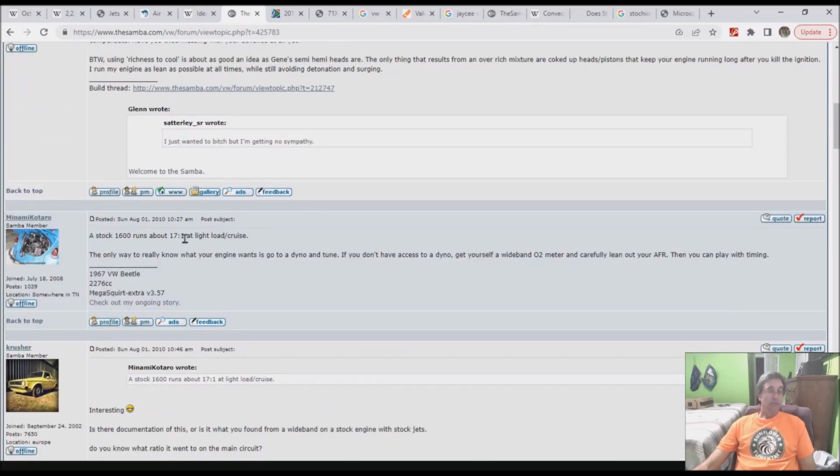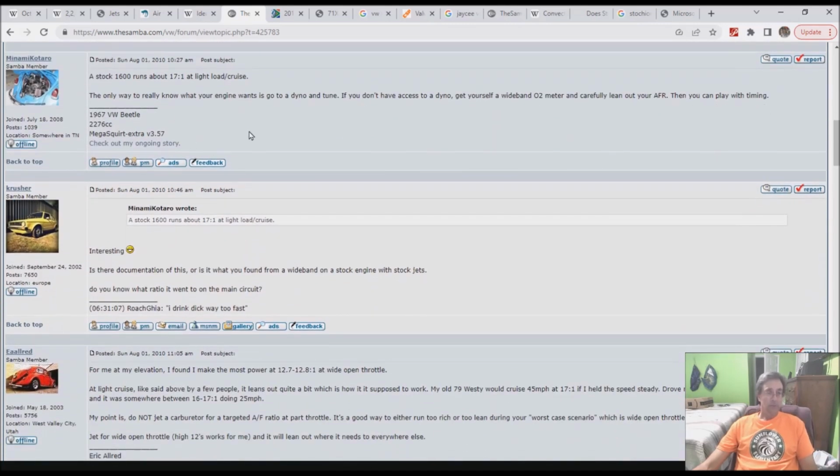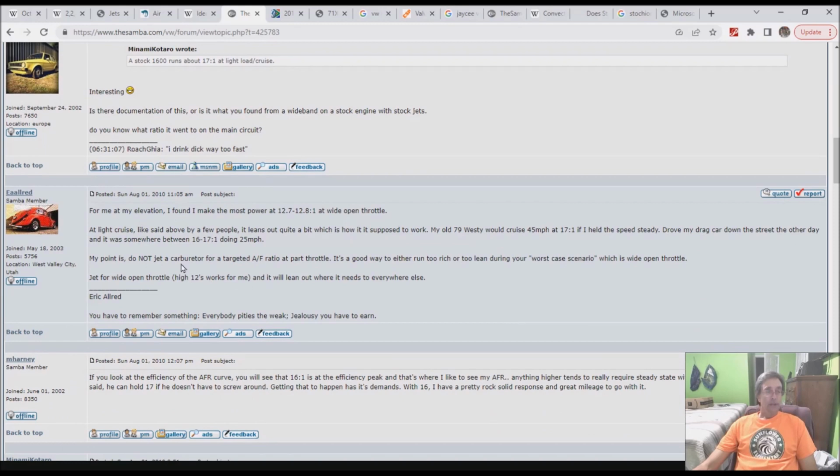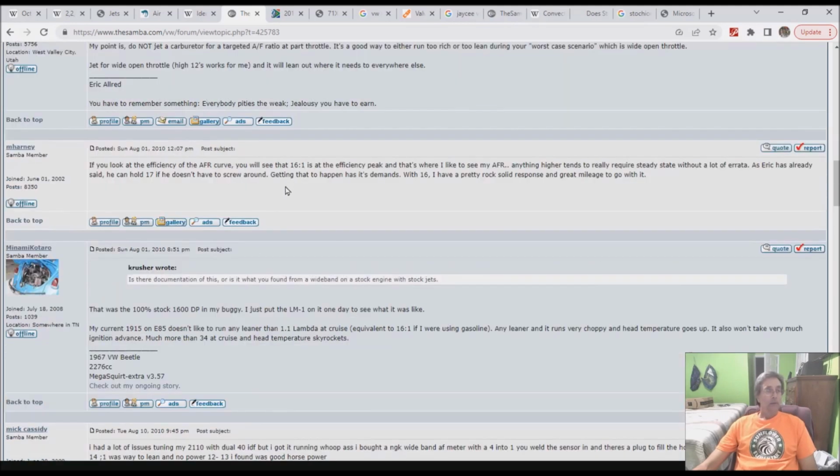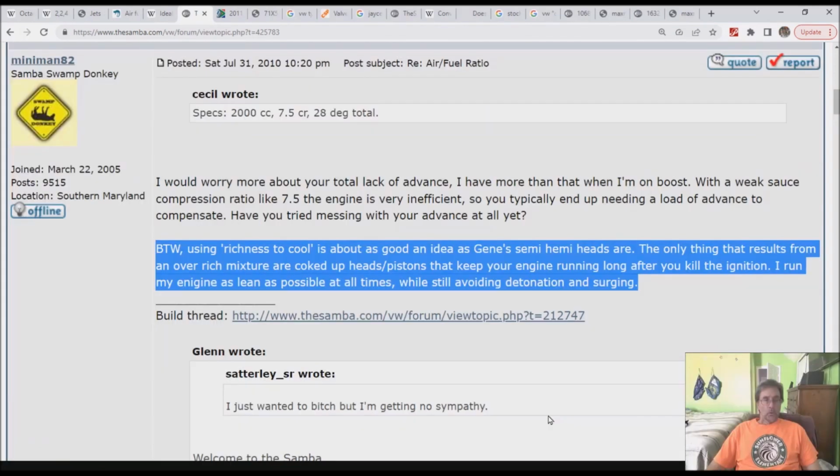Stock 1600, 17 to 1 light load, so maybe the factory jetted them, that's very lean. But that's factory jetting. We're not interested in that. Here's a guy who lives at elevation, makes the most power at a little bit below 13 to 1, but his car likes to run around at about 16 or 17 to 1, which is pretty darn lean. If you look at the efficiency AFR curve, you'll see that 16 to 1 is at the efficiency peak. This is actually false, but it is lean of peak. Well, you can read it as well as I can. The link's there, the topic and whatnot, but all these guys are telling you the same thing. You need to be lean of stoich. That's 15, 16, 17 to 1.